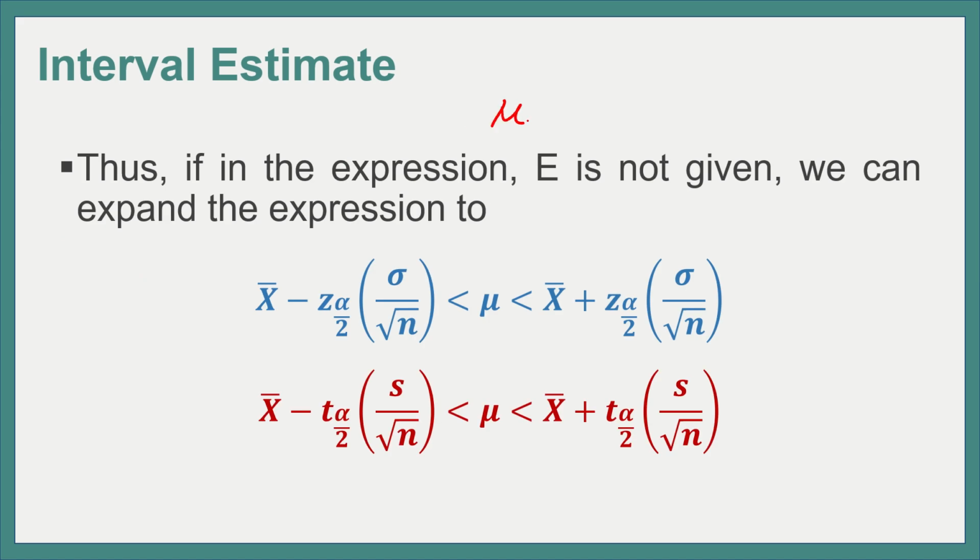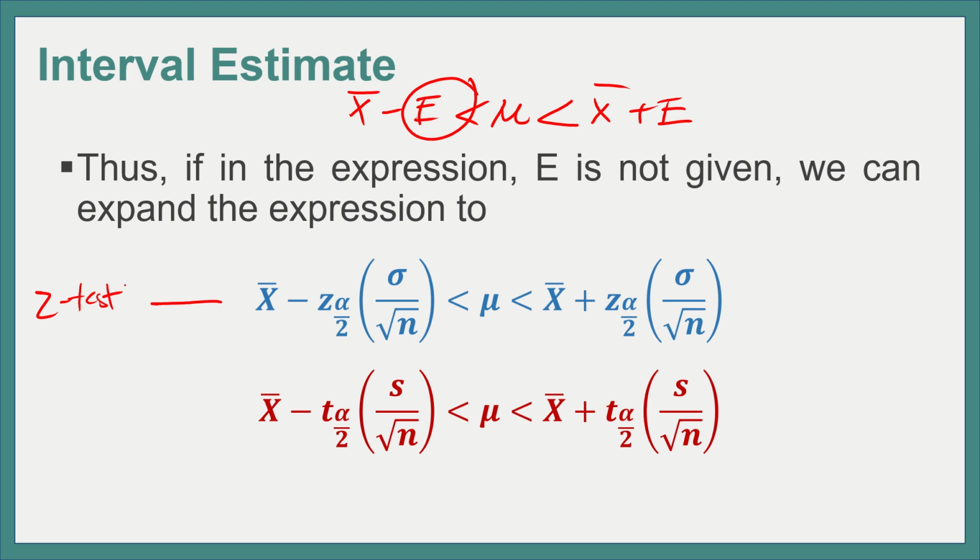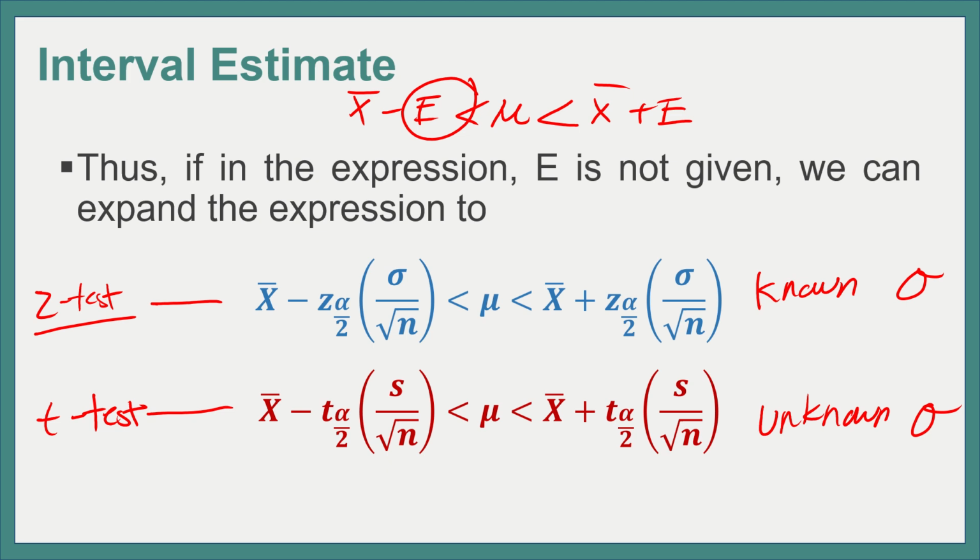So in our expression, mu is greater than x bar minus E, but less than x bar plus E. E natin doon is the margin of error. So we can expand it. If E is not given, we can expand it in order to see the equation for E. This one is for the z-test. So this is solving for the interval estimate when our test statistic is z-test, and this one is solving for the interval estimate of the population when our test statistic is t-test. This is for known standard deviation. So kapag given or we know the value of our population standard deviation, this one is if we do not know the value of our population standard deviation.